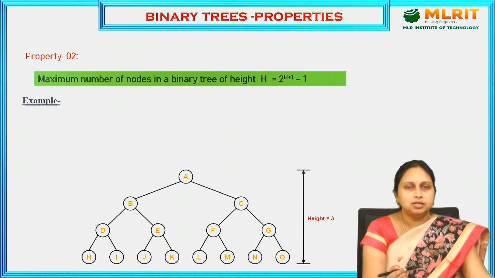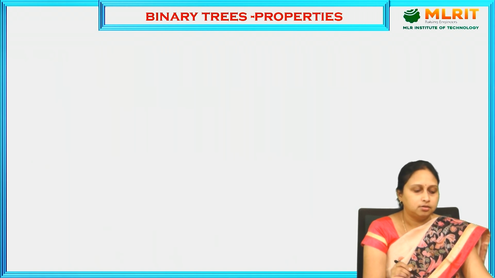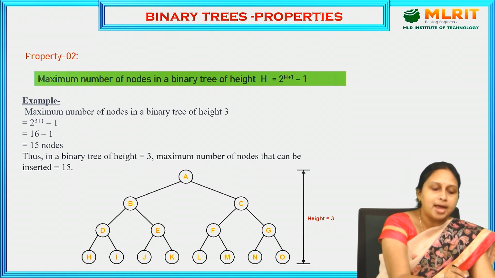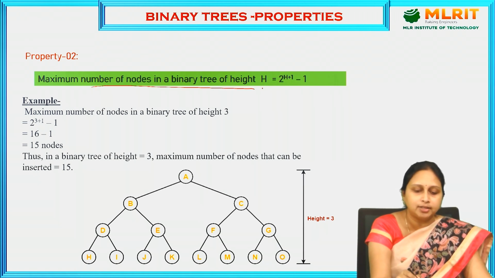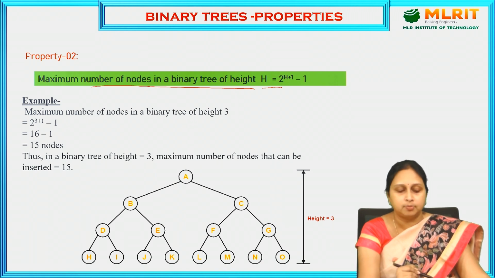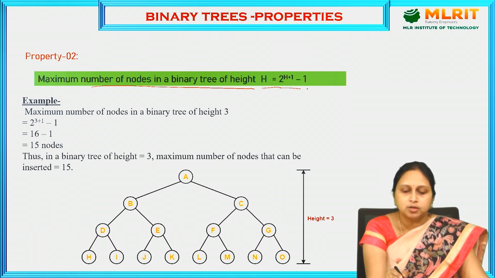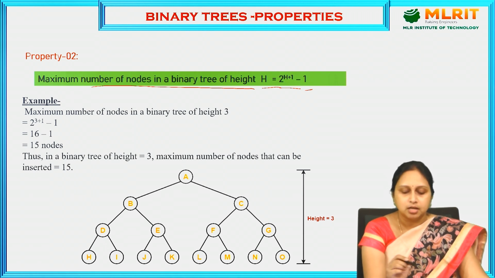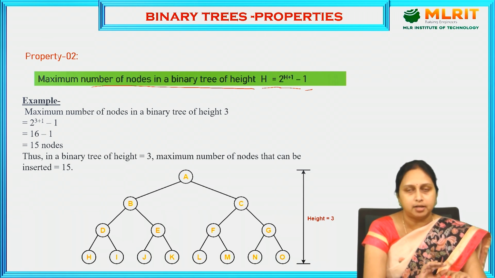Next, the next property is the maximum number of nodes of a binary tree of height h. How can we find the maximum number of nodes it may consist of? It may consist of 2 power h plus 1 minus 1. That means based on the height of the tree, we can decide how many maximum number of nodes can be present in a binary tree, right?